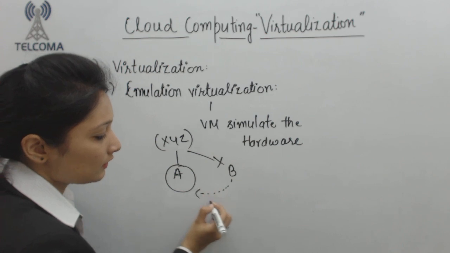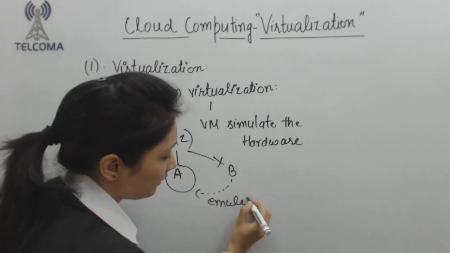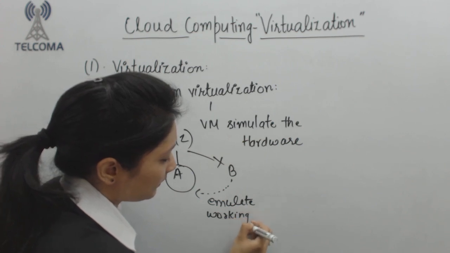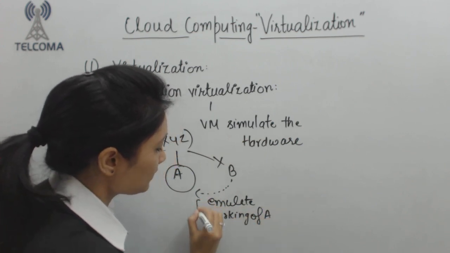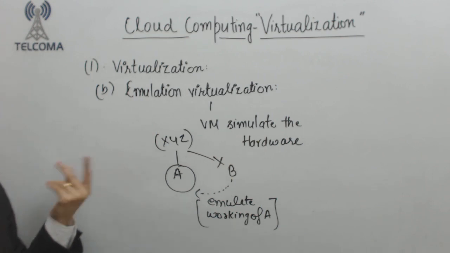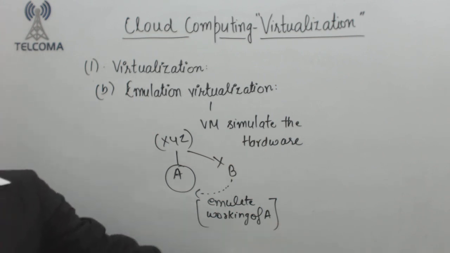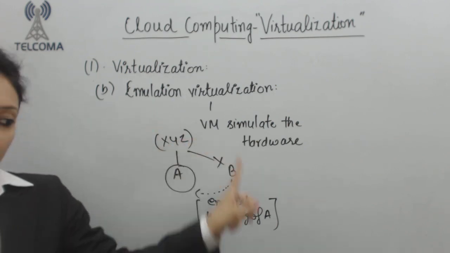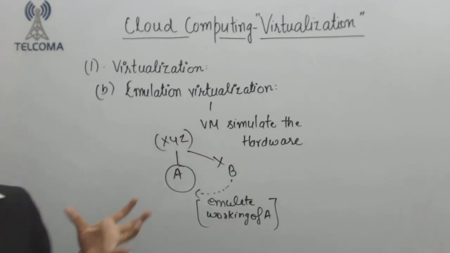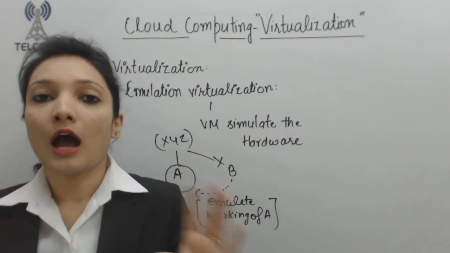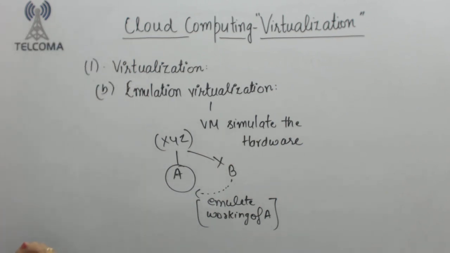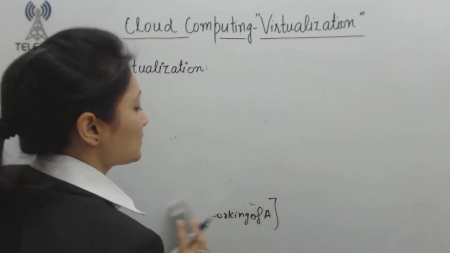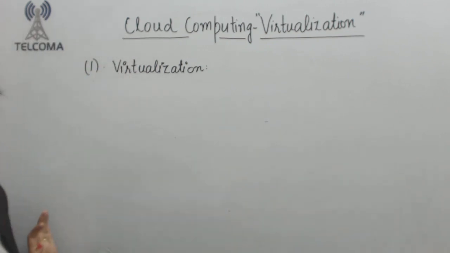So it will emulate the working of system A. This is your emulation virtualization, in which the virtual machines simulate the hardware. They are independent of it. We're simply making one system imitate the other system here. Now after emulation virtualization, the last one is para virtualization.